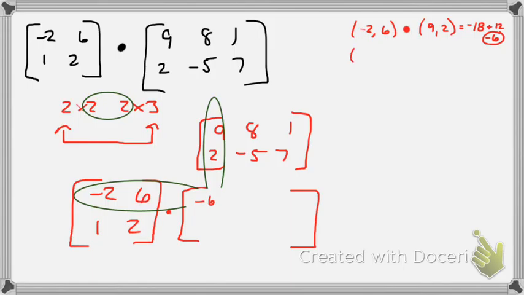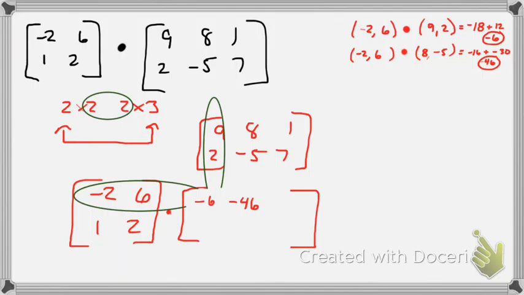Okay, so now we're going to go next to the negative 6, to the right. What do you think we're going to take the dot product of? Negative 2 and 6, and 8 and negative 5. Very good. Negative 46. Okay, if you did it right.